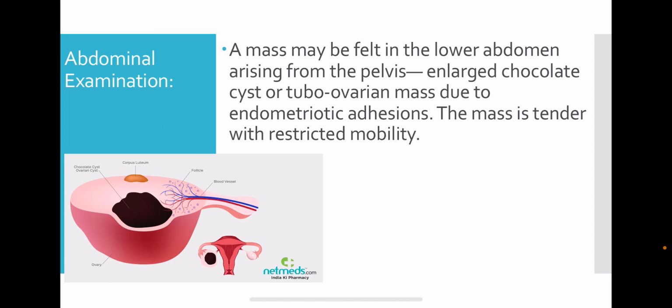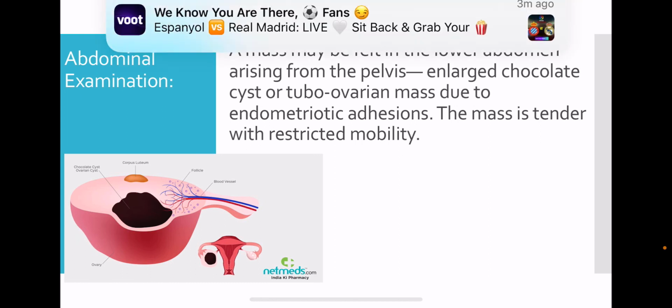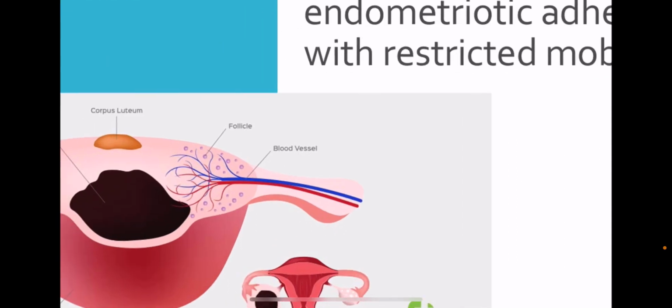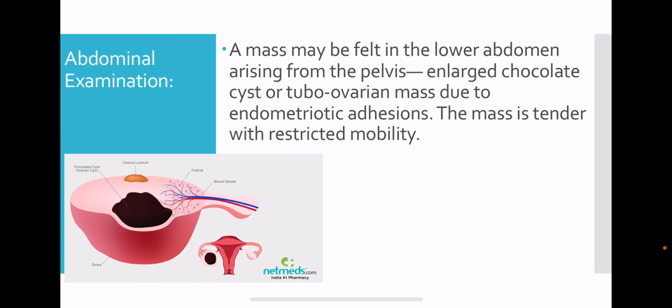So guys, what happens? The endometrial tissue is getting deposited in the ovaries, resulting in chocolate cyst and tubo-ovarian mass, and these are due to the endometriotic adhesions. The endometriotic tissue is getting adhered in these sites, resulting in chocolate cyst or tubo-ovarian mass. This mass is felt during the abdominal examination. The mass is tender with restricted mobility. It is not moving. It is immovable.